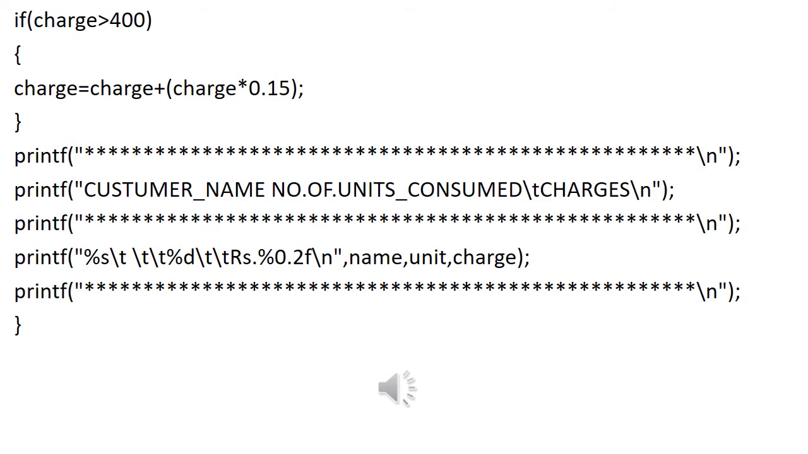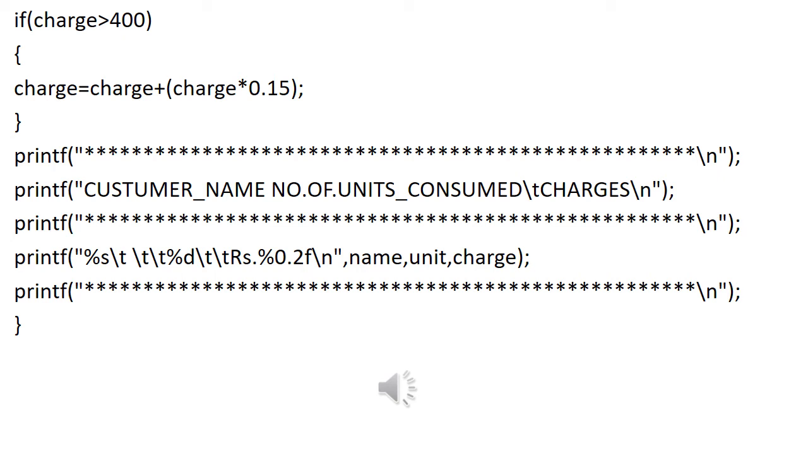So now after computing the charges, he has given one additional condition. If the charge is more than 400, then 15% of the charge is applied as a surcharge or additional charge. So now I have to check whether the total charge I computed is more than 400. If that is more than 400, then I'll have to compute the 15% of that charge and add it to the computed charge. That is the additional surcharge.